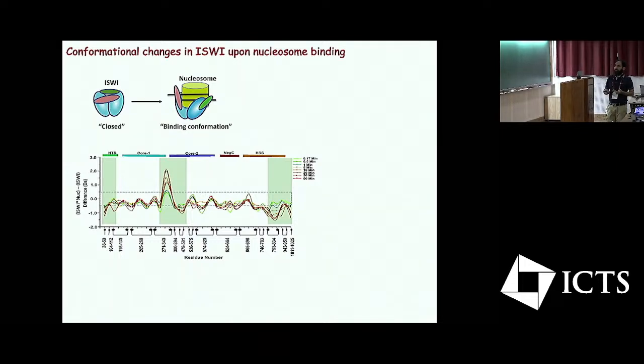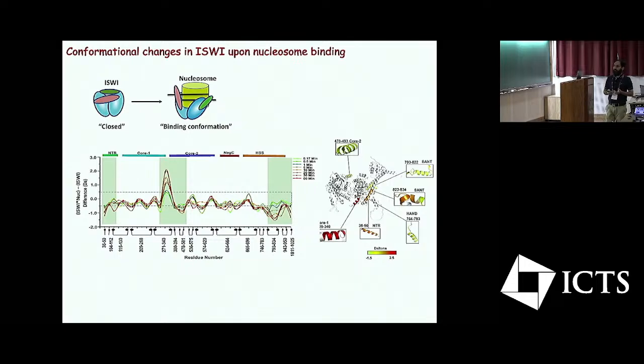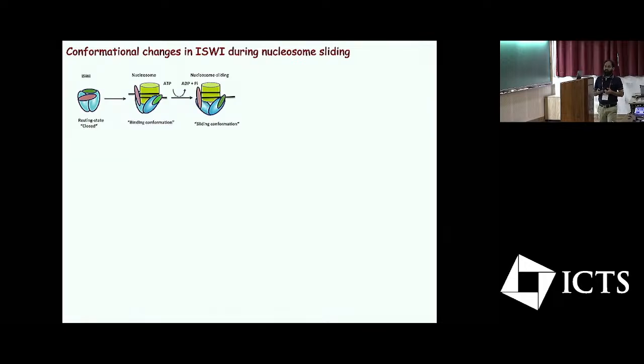We can again map it on the 3D structure of the I-switch and correlate it with the X-ray or cryo-EM structure of the ATPase domain of the I-switch with the nucleosome, and this agrees very well with what has been found. But we are more interested in what happens at the next step, because that is not well understood: what are the conformations attained by the I-switch during the actual sliding step.